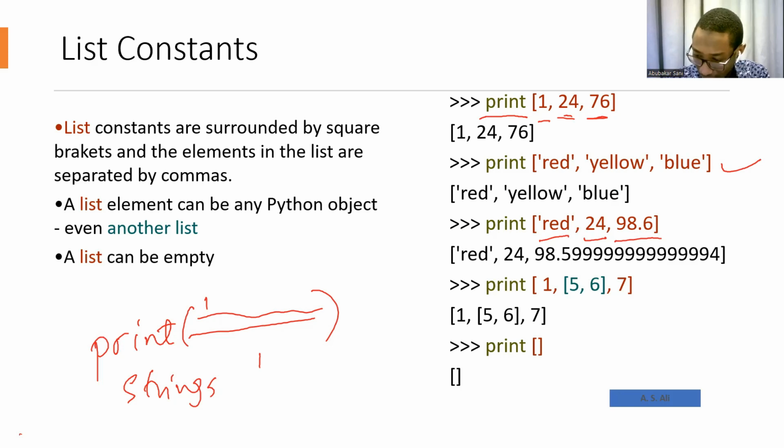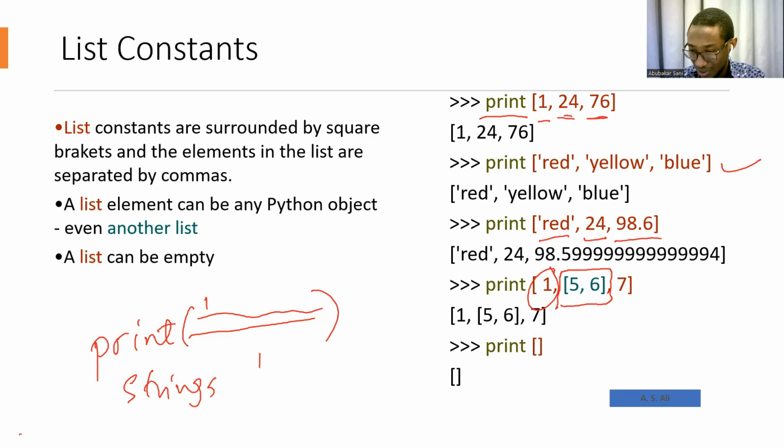A list could contain another list. For example, this is a list. It has one number. Then the next element in the list is a list containing two numbers. It's like having a bag and another small bag inside the same bag.